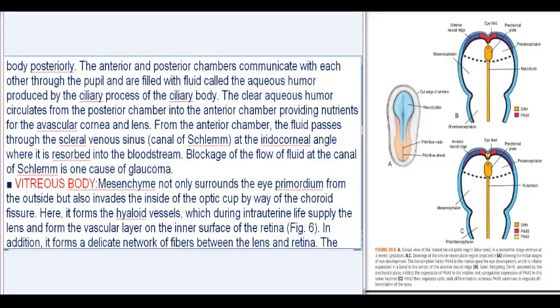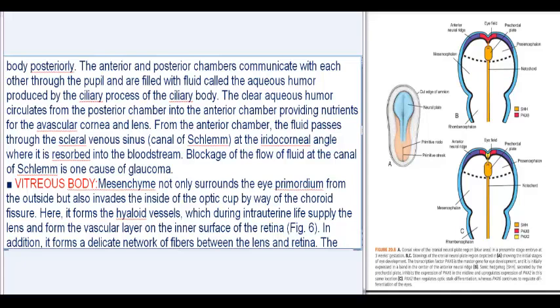The clear aqueous humor circulates from the posterior chamber into the anterior chamber, providing nutrients for the avascular cornea and lens. From the anterior chamber, the fluid passes through the scleral venous sinus, the canal of Schlemm, at the iridocorneal angle, where it is resorbed into the bloodstream. Blockage of the flow of fluid at the canal of Schlemm is one cause of glaucoma.